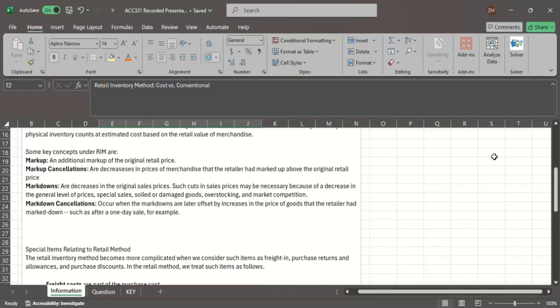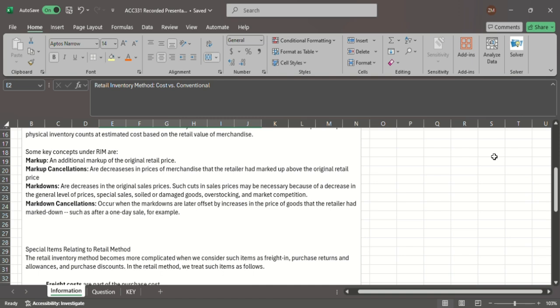So here are some key concepts under RIM. There are markups, which are an additional markup of the original retail price. Markup cancellations, which are decreases in prices of merchandise that the retailer had marked up above the original retail price. Markdowns are decreases in the original sales price.